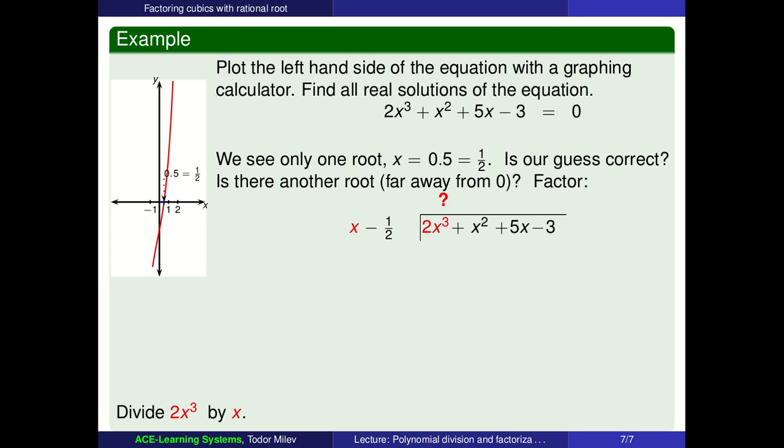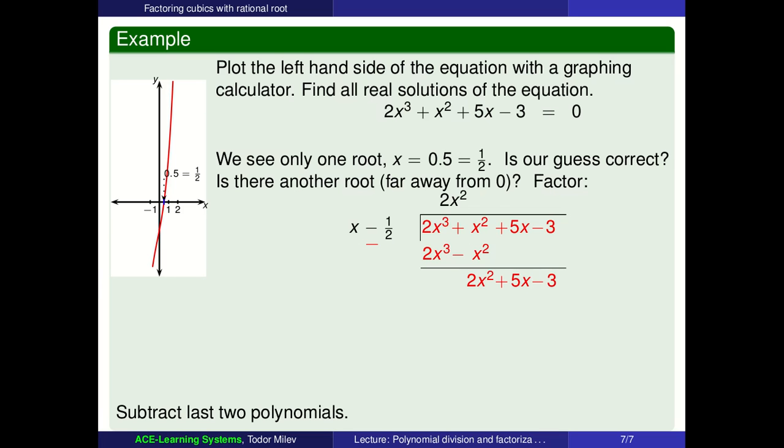The leading term in the dividend is 2x cubed divided by x to get, you guessed it correctly, 2x squared. Next, multiply 2x squared by x minus 1/2 to get 2x cubed minus x squared. Next, subtract from the dividend the 2x cubed minus x squared. 2x cubed cancels, and x squared minus negative x squared equals 2x squared. So we get 2x squared plus 5x minus 3.